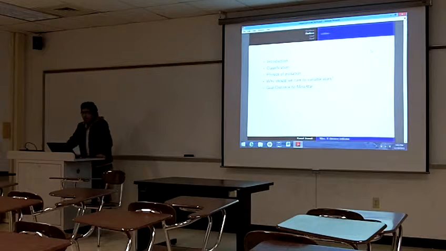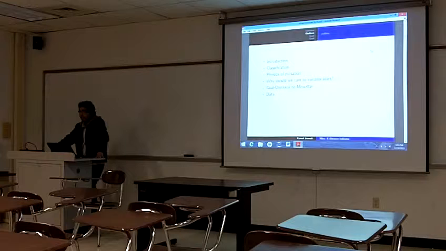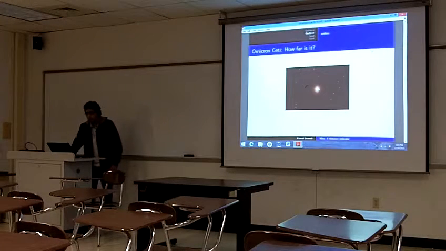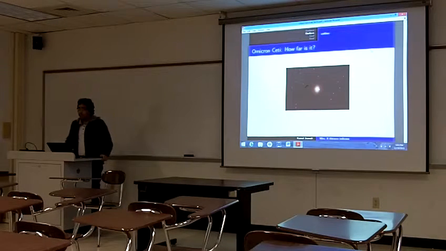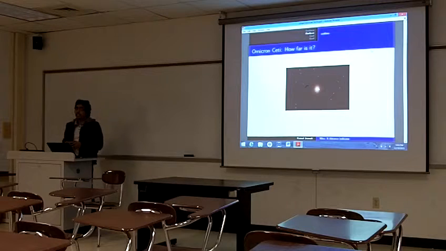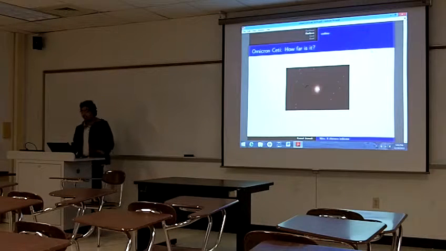My goal is to calculate the distance to a Mira star. I got data from the AAVSO, which is a very good organization for us to work on variable stars. Then calculations, results, and future work. This is Omicron Ceti, and Omicron Ceti is a Mira star. If we are talking about only Mira, then we can assume it is Omicron Ceti.